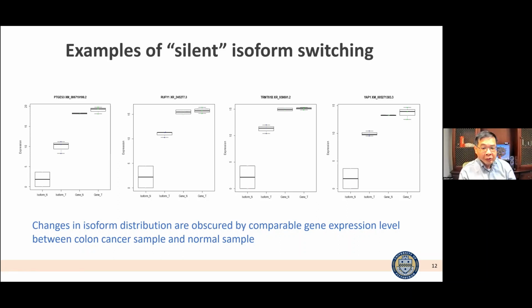And again, if you look at the gene level, they're almost identical, basically neck to neck. But if you look at this particular isoform, they are quite different. It means that they're not even close. And the XR245277.3.